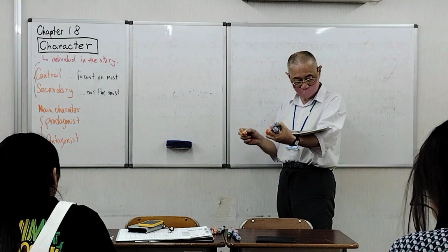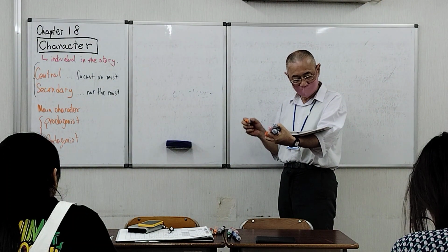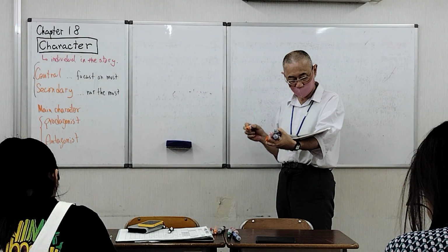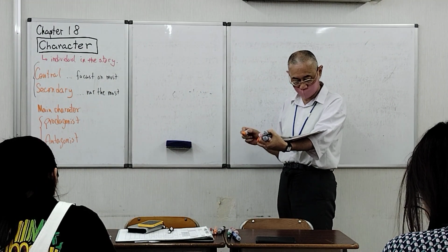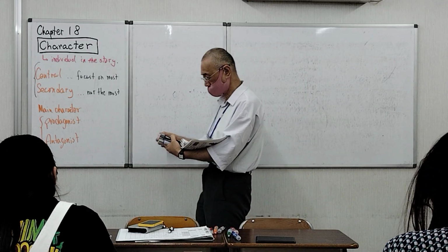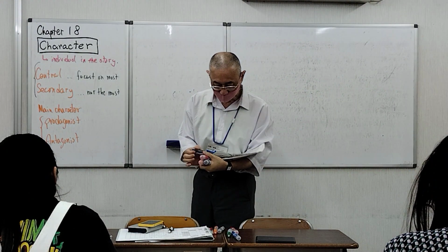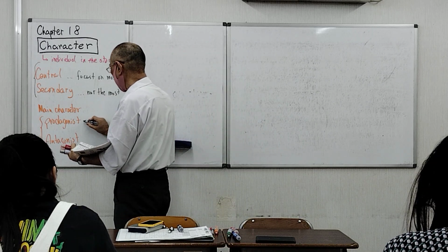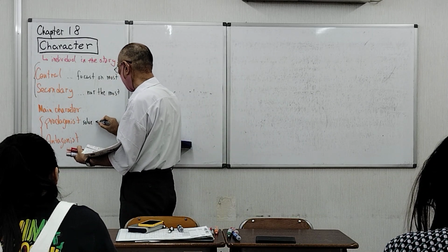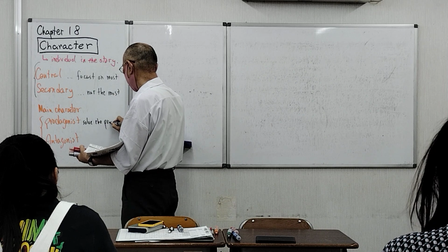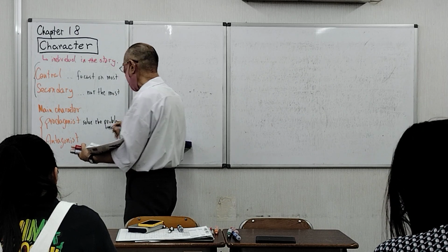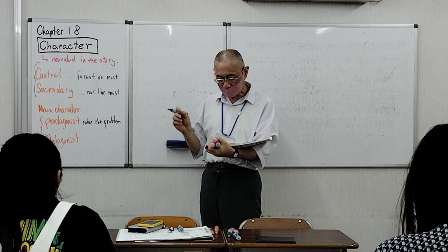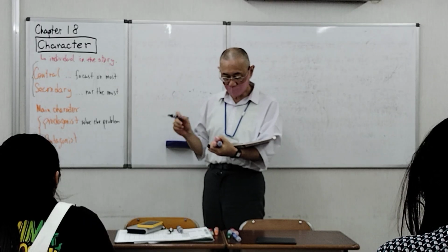Then here's another way to look at it. The protagonist is one of the leading figures. The protagonist often champions, or works to solve, the main conflict in the story. So, the protagonist solves the problem. And what's the antagonist? It's a character who comes into conflict with the protagonist.